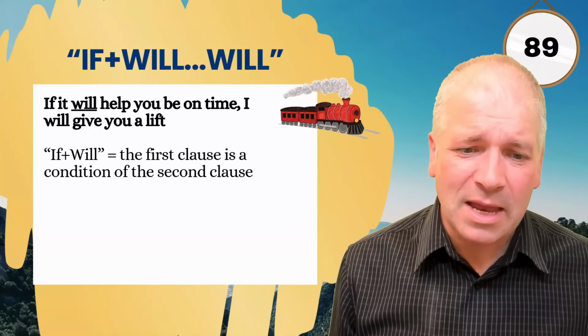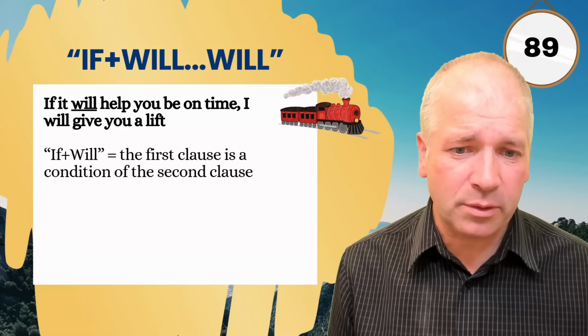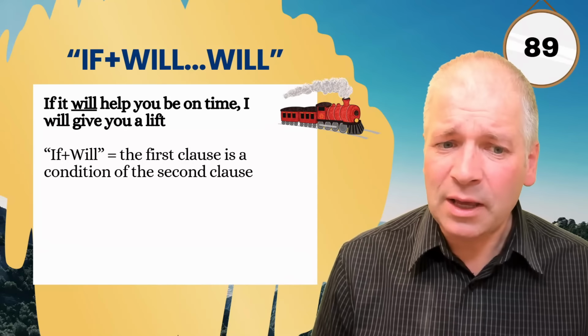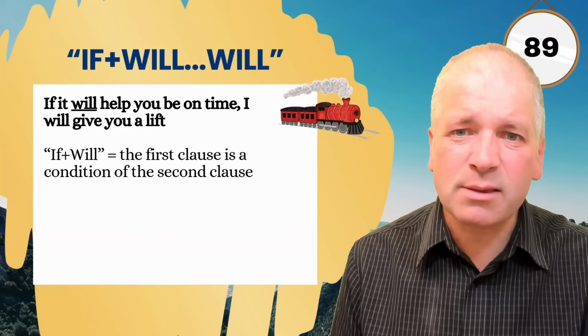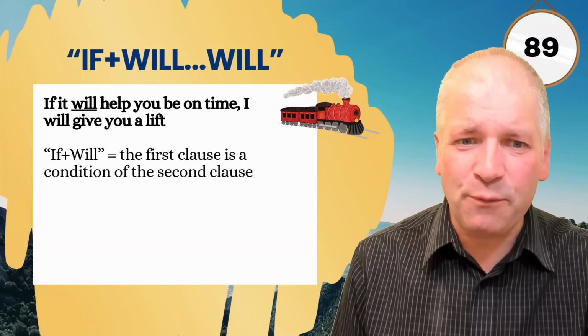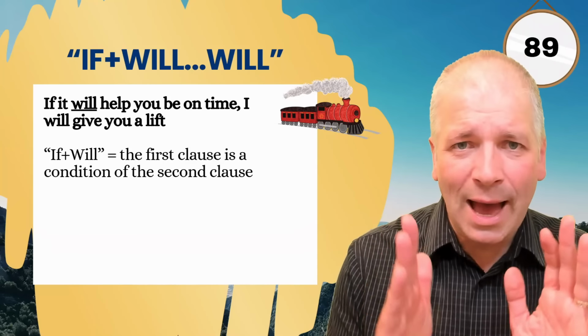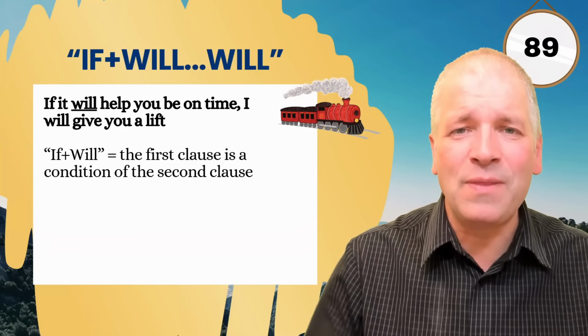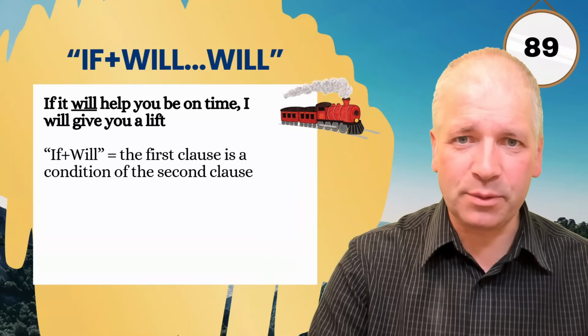So, what does that mean? The first clause here is a condition of the second clause. I'll only give you a lift, but there's something necessary here. And what's necessary is in the clause with if it will help you be on time. So we add will to the first clause when that is actually the condition of the second clause.